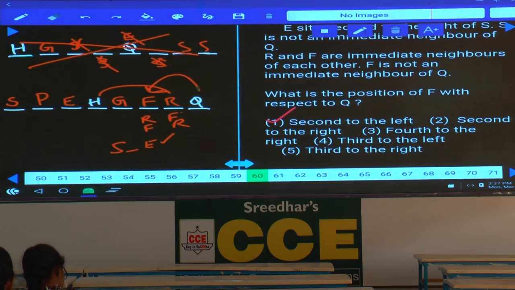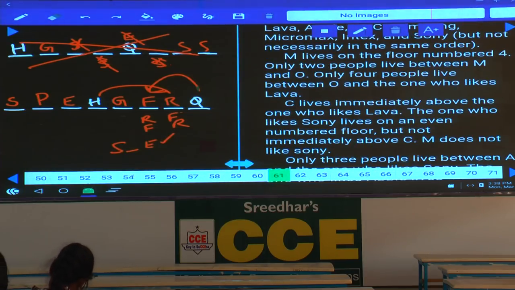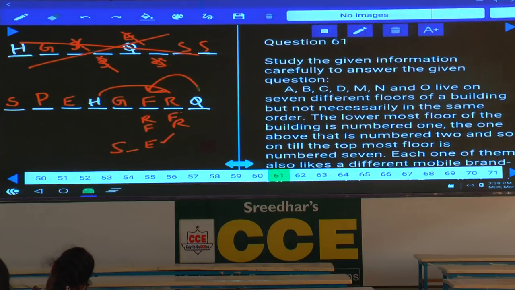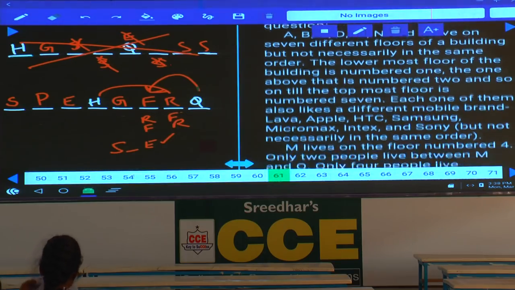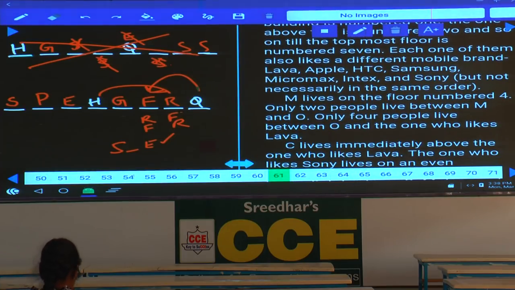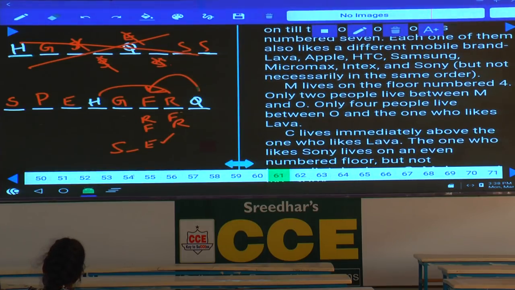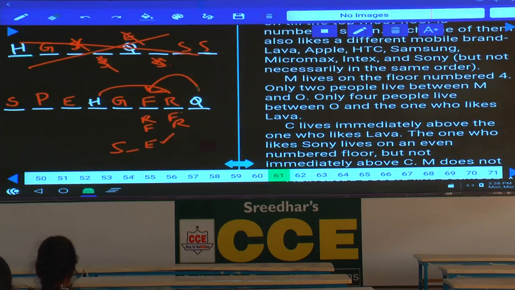Done with this? Then 61 to 65 is again based on a puzzle. Now in this one, 7 floors are there, floor arrangement. A, B, C, D, M and O live on 7 different floors of a building, but not necessarily in the same order. The lowermost floor of the building is number 1. The one above that is number 2, and so on, till the topmost floor is number 7. And each one of them likes a different mobile brand as well.